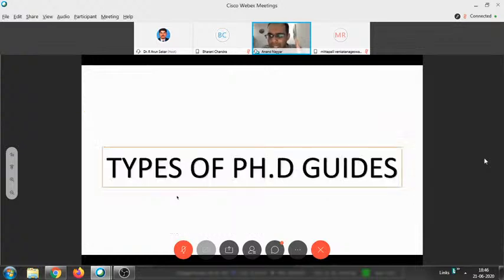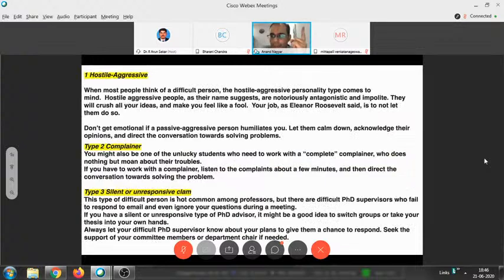Now the types of PhD guides, most important. See this. The first type of guide is aggressive. He's a difficult person. The main thing is that hostile people are mostly impolite people. So don't get emotional. Calm down. If your guide is aggressive, please calm down and acknowledge their opinions. Because let me tell you, if he is aggressive, he will never guide you. He will first of all give you orders, do like this. He is a very aggressive person. So please be polite, calm down. Second thing, complainer. He is never satisfied.